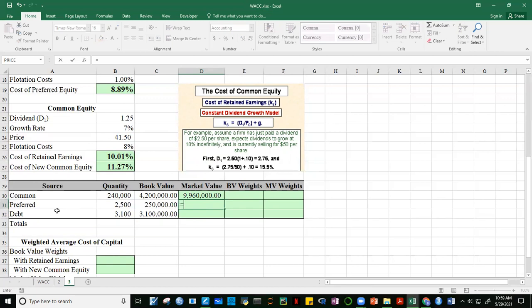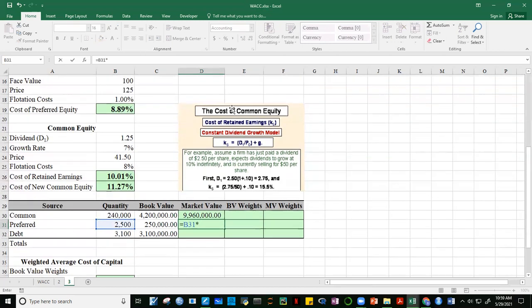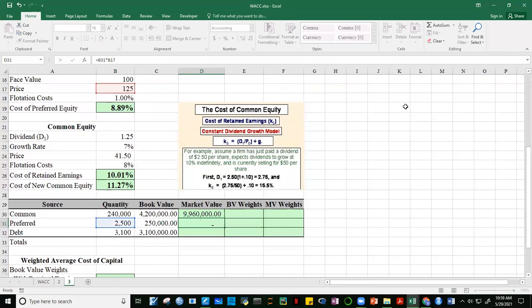Si preferred naman, 2,500 coupons multiplied by magkano yung price ni preferred ngayon? 125. Take note, hindi natin pinabawas yung flotation cost, no? Kasi ang pinag-uusapan natin dito, magkano siya in the market. So that is 3,100 coupon. Preferred pala, guys, ano to, stocks din to, no?